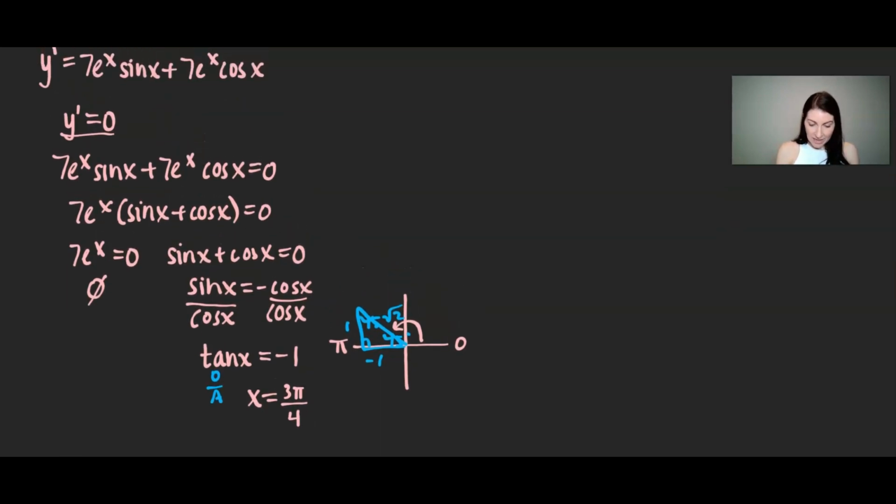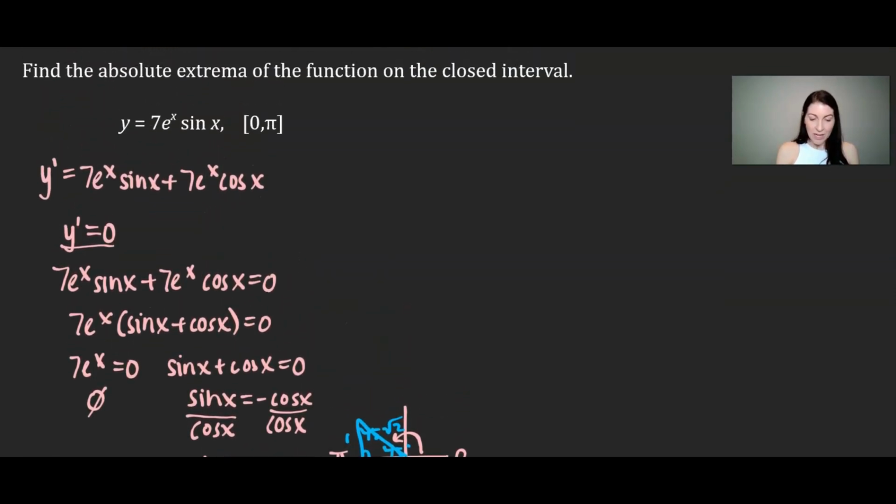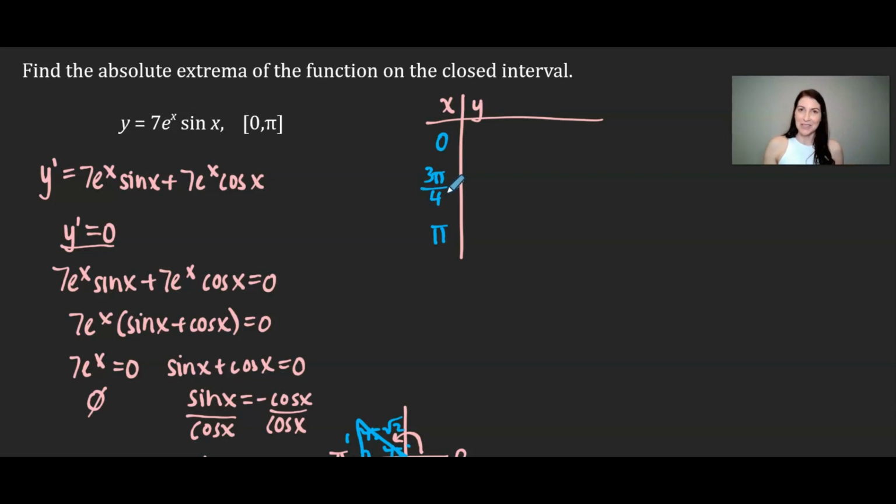So now I'm going to take that critical value and the endpoints, and I'm going to make a table. And my table is going to be an XY table. And for the values of X, I'm going to plug in my endpoints, which were 0 and pi, and then also any critical points I found, which was only 3 pi over 4. And it's coming up with that 3 pi over 4 that gave a lot of my students a challenge.